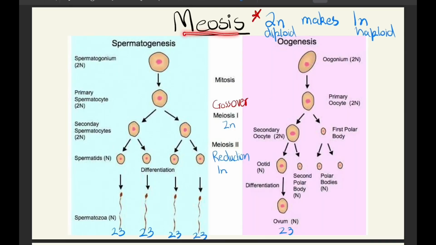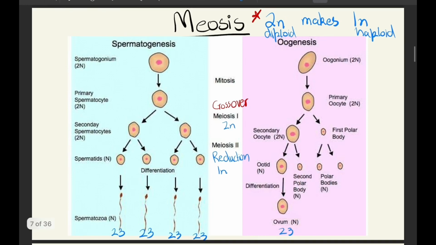Then we talk about meiosis, and in meiosis, the 2n cell makes an n cell. So a diploid cell makes a haploid cell. We have the examples of spermatogenesis, which we will discuss later in detail, where haploid spermatozoa form, and oogenesis, which we will discuss later, which forms the ovum, which is also haploid. Two things are important: in meiosis 1 there is crossover, and in meiosis 2 there is reduction, where the diploid forms a haploid cell.